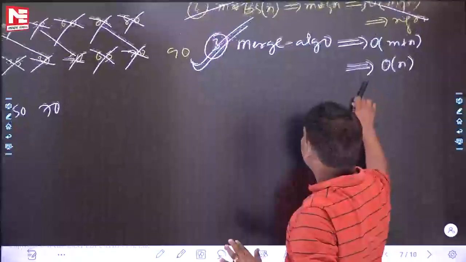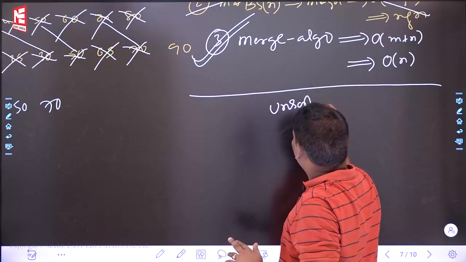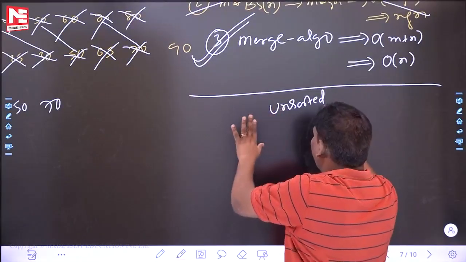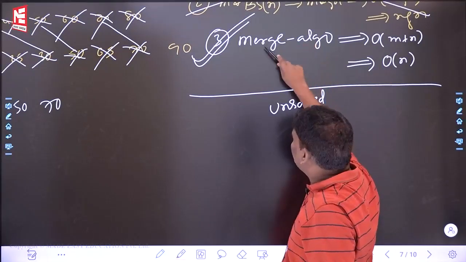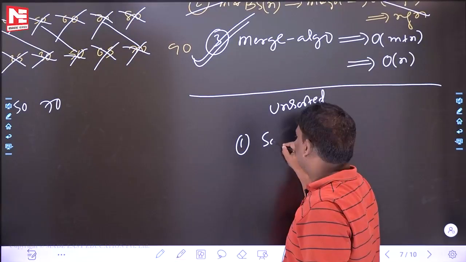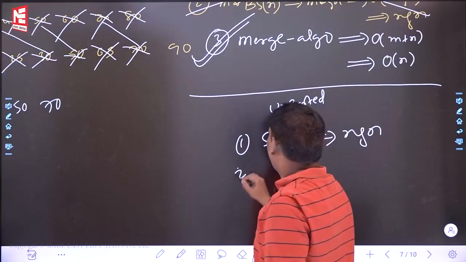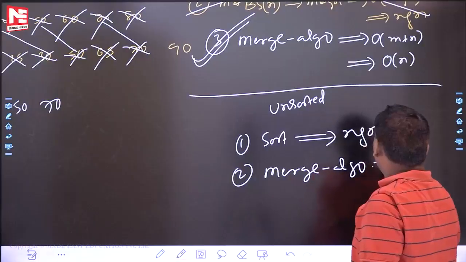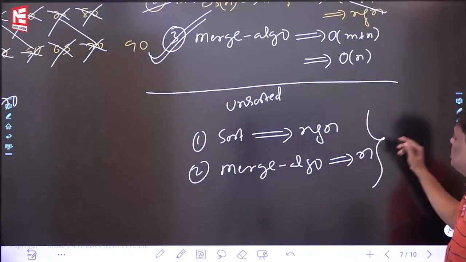Some people are asking, same problem, intersection only, for unsorted arrays, what is the answer? Can you apply the third algorithm directly? No. If you want to apply the merge algorithm, both should be sorted. That is the reason. For unsorted, first step, sort using merge sort. How much time? n log n. Second, apply the merge algorithm. How much? n. Overall n log n.